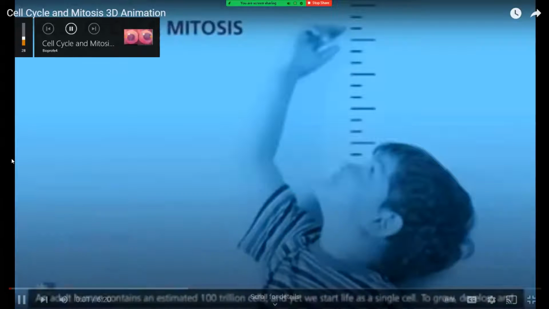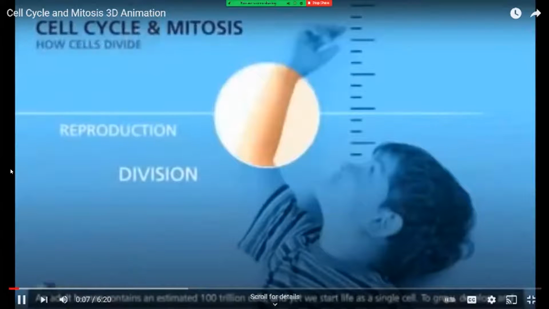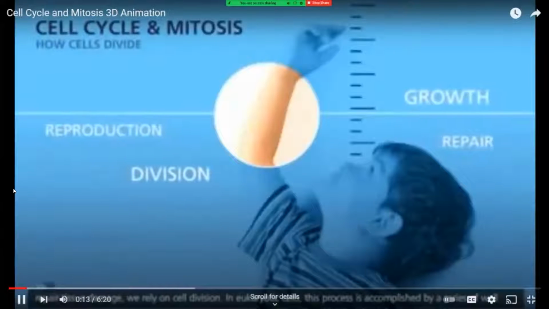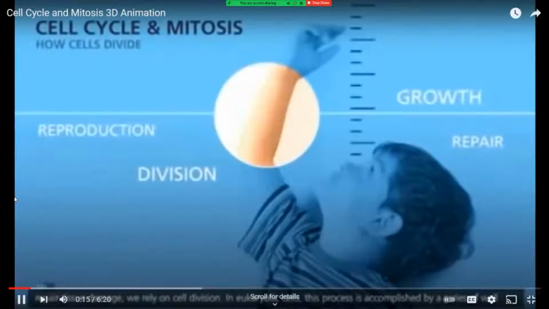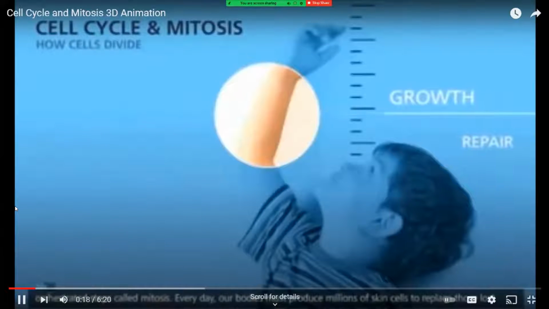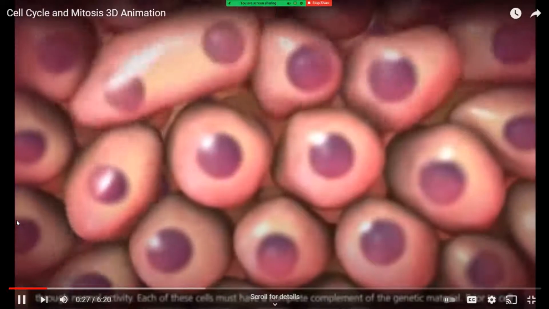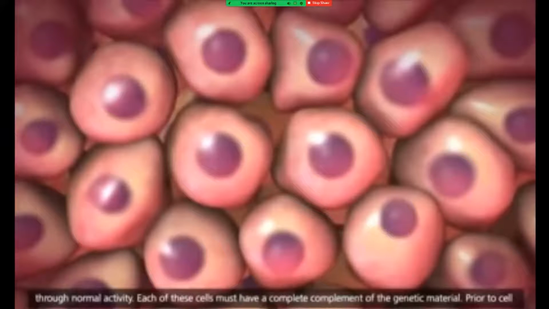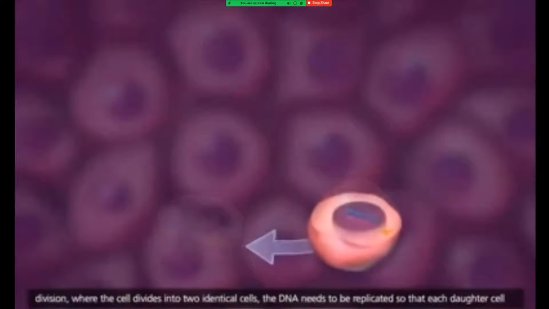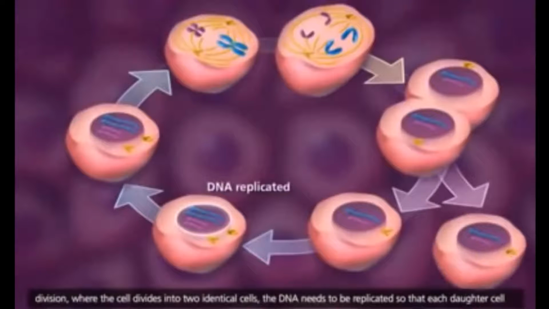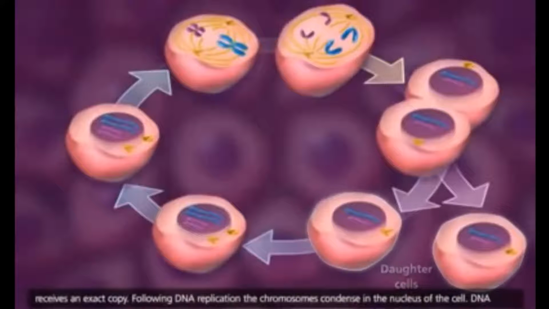Adult human contains an estimated 100 trillion cells, and yet we start life as a single cell. To grow, develop, and repair tissue damage, we rely on cell division. In eukaryotic cells, this process is accomplished by a series of well-orchestrated steps called mitosis. Every day our bodies must produce millions of skin cells to replace those lost through normal activity. Each of these cells must have a complete complement of the genetic material. Prior to cell division, where the cell divides into two identical cells, the DNA needs to be replicated so that each daughter cell receives an exact copy.